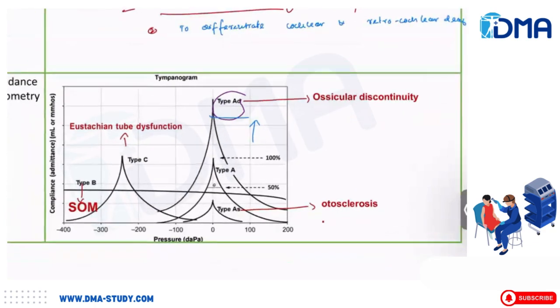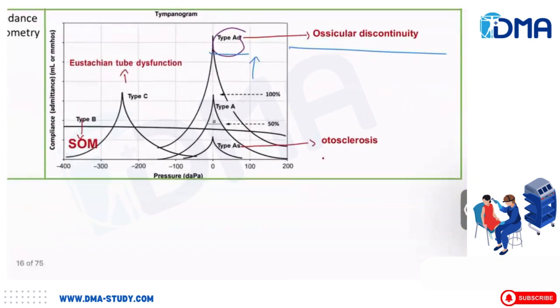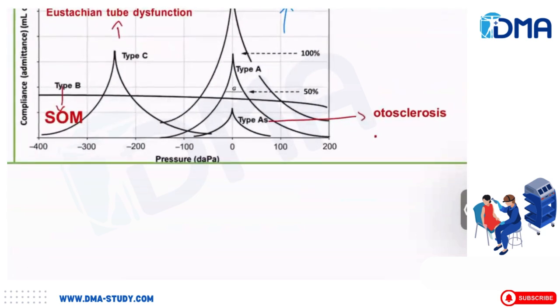It is seen in aural dysplasia. I'll tell again, if the middle ear is filled with more air, like in ossicular discontinuity, it is called AD type of curve. If the middle ear is filled with solid material, for example, the footplate of the stapes is having otosclerosis disease, and the footplate is filled with a solid called sclerotic bone, the compliance decreases. So the reduction of the compliance in otosclerosis is called AS type of curve.